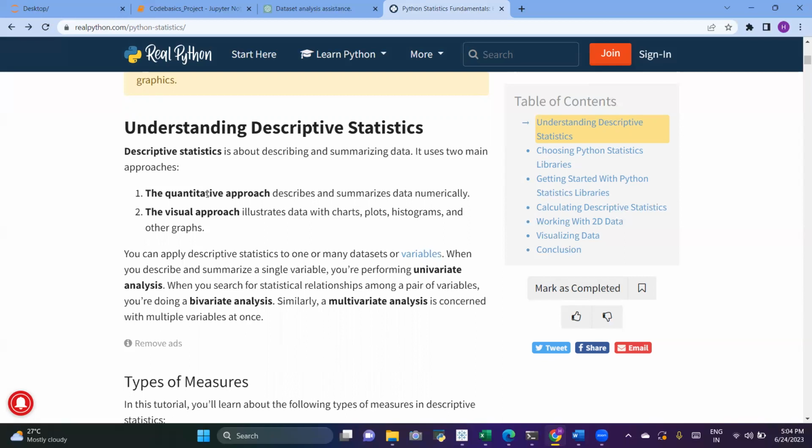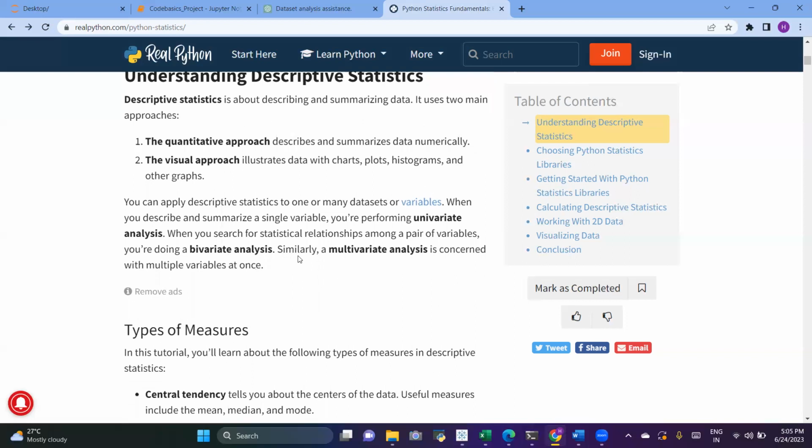Coming to the visual approach, it represents the data in charts, plots, graphical representations. You can apply descriptive statistics to one or many datasets or variables. Whenever you're performing this analysis for a single variable, we call it univariate analysis. When you search for a statistical relationship among pairs of variables, comparing two variables, it's called bivariate analysis. Similarly, multivariate analysis is concerned with multiple variables at once. So if you're considering more than two variables, it is called multivariate analysis.